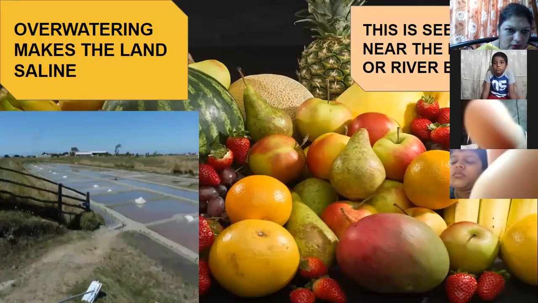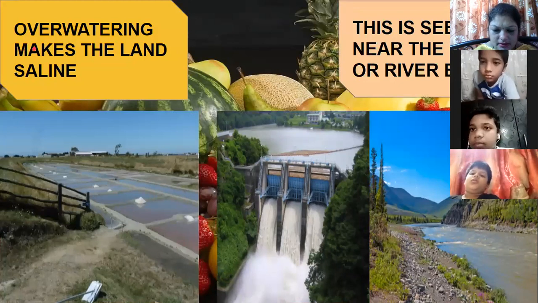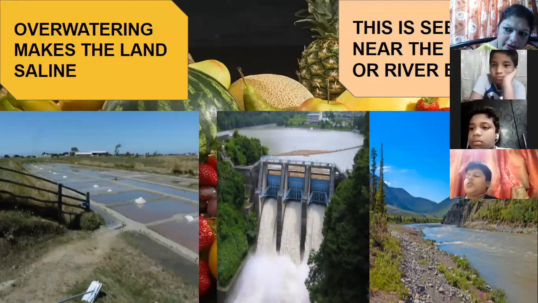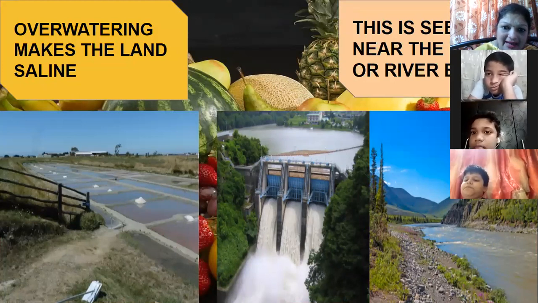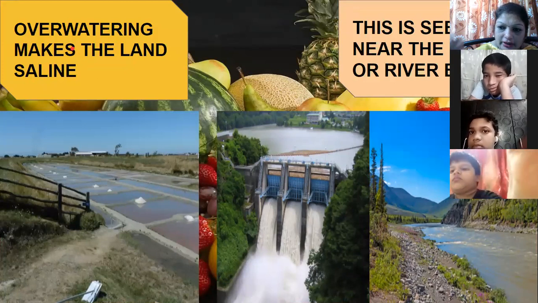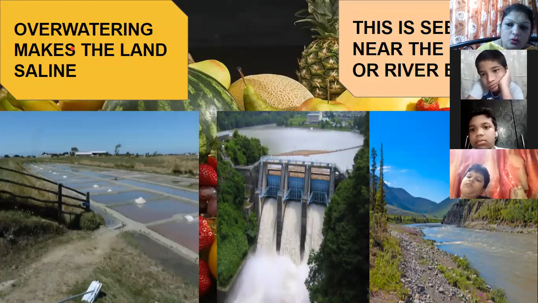What will happen now when you are using water? Of course, water is needed for the crops, but if more than the required quantity of water is given to the crops, what will happen to that land? Overwatering makes the land saline. You know what is saline? The content of salt will be more. The salt which is there in the water will be more. Why? Because you are overwatering. Overwatering makes the land saline.